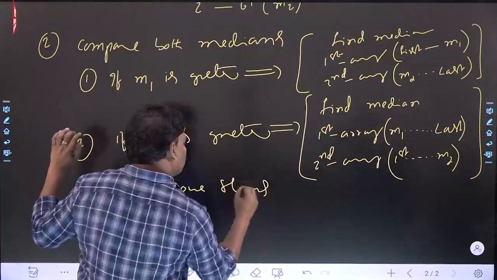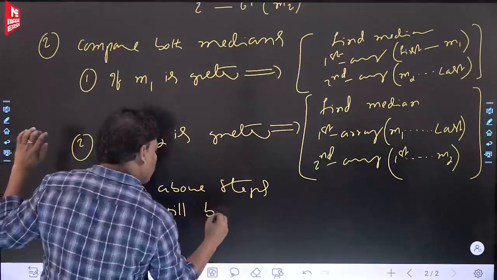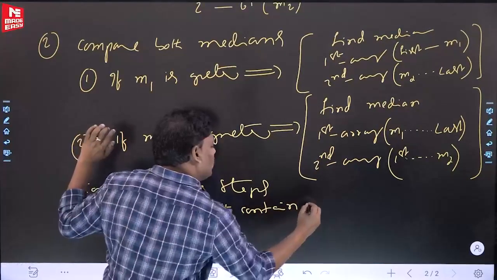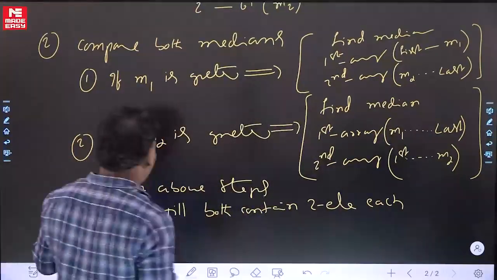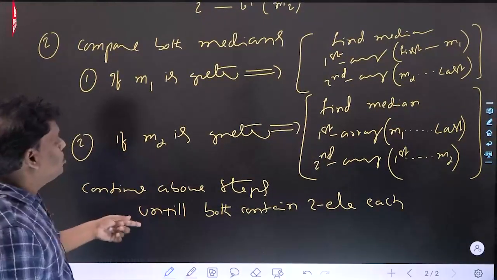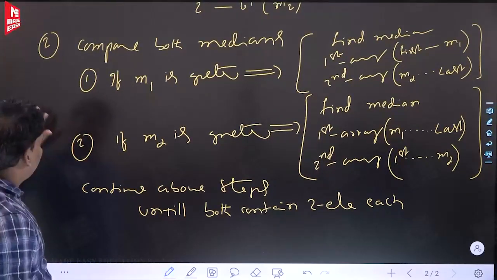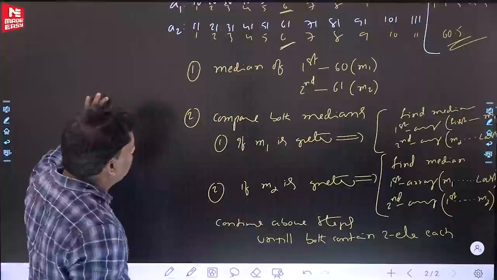Continue the above steps until both contain two elements each. Some people are asking, sir, what is the meaning of this? Don't worry, I will execute the algorithm. I wrote this algorithm only for namesake. I will execute it now.